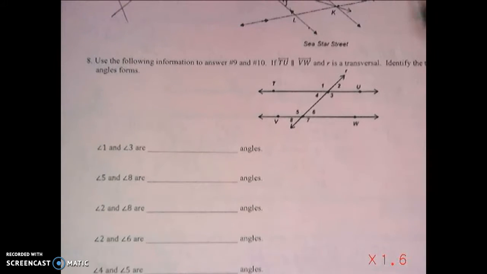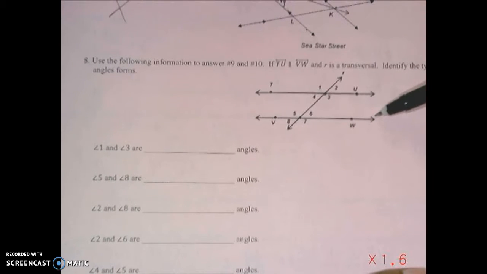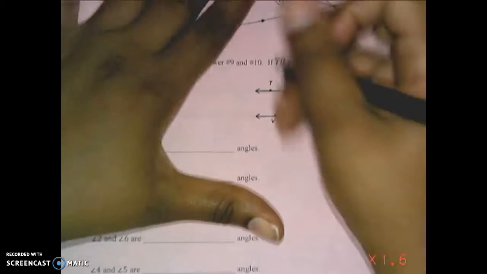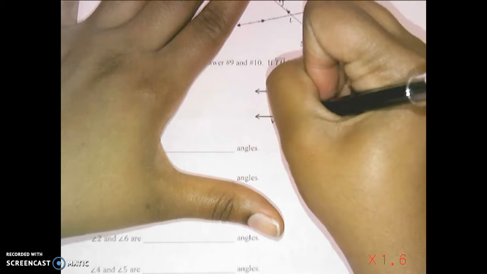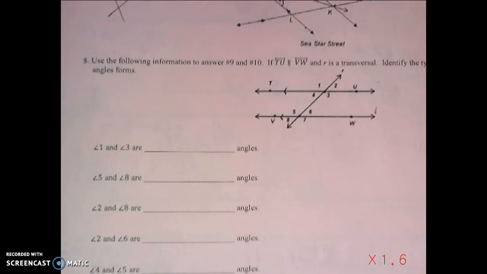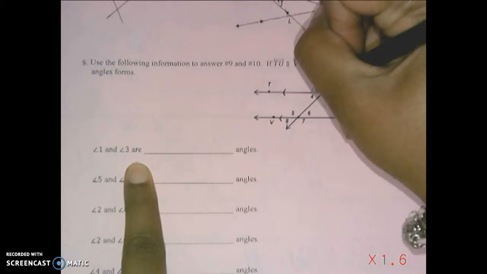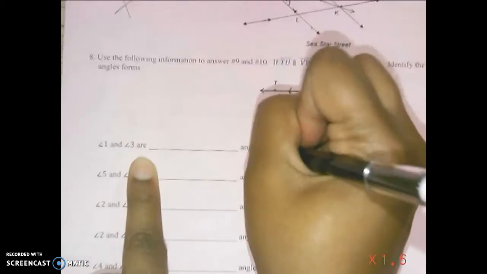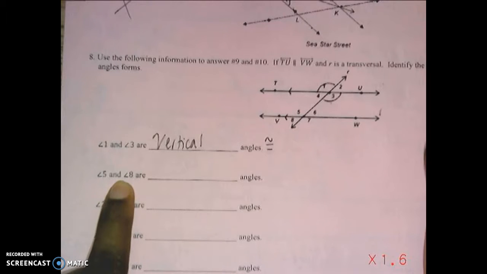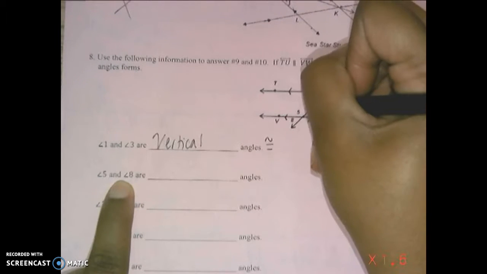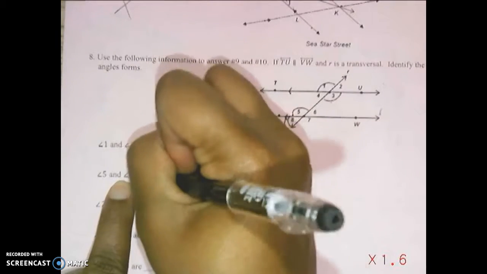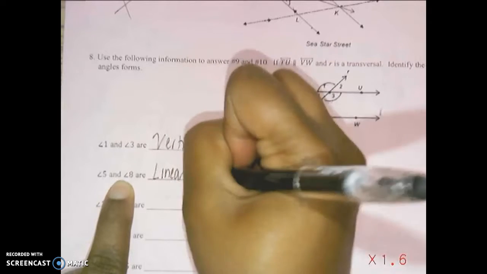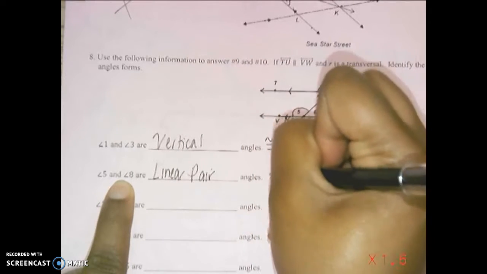Okay. Number 8. Use the following information to answer 9 and 10. TU and VW are parallel and R is a transversal. So we can put a little arrow on there, that way we know they're parallel. Identify the type of angles formed. 1 and 3, they are congruent. Why? Because they are vertical. Okay. And 5 and 8 are not congruent. They are a linear pair, and a linear pair equals 180.